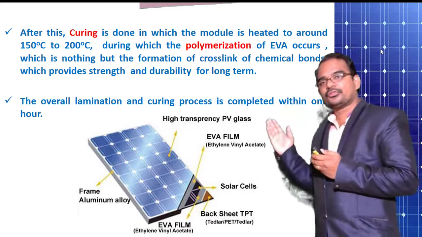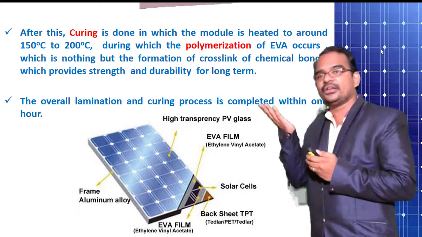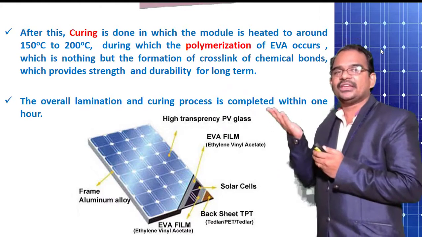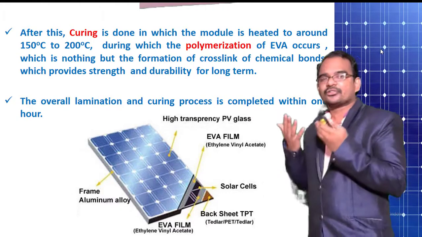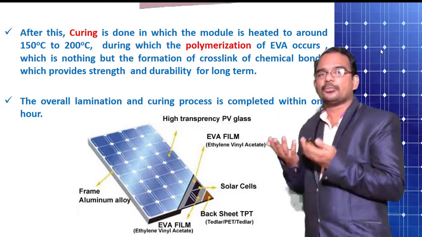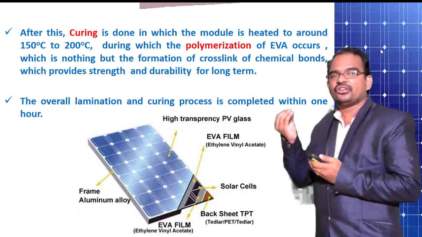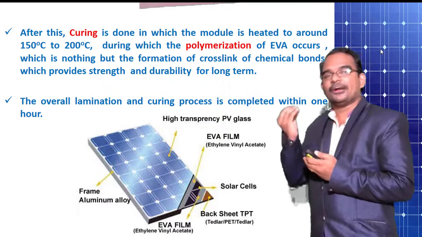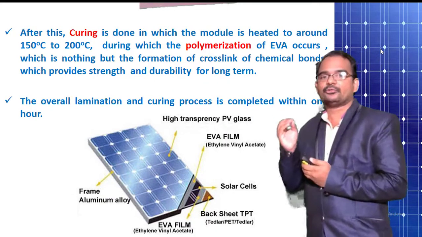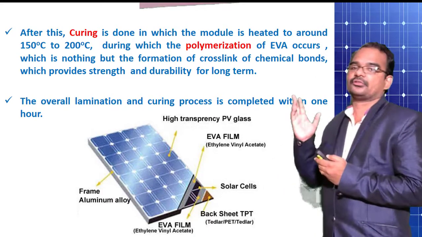In the lamination process, we need to heat it to 80 to 100 degrees centigrade, and it will be followed by a process called curing, where we will heat it to 150 to 200 degrees centigrade, where the polymerization of the EVA takes place and forms the cross-linking chemical bonds, and this provides strength and durability to the solar modules for a long time. The overall lamination and curing process will be completed in just 1 hour.